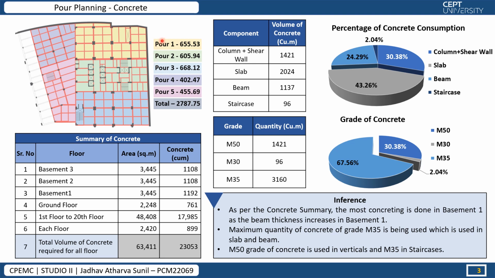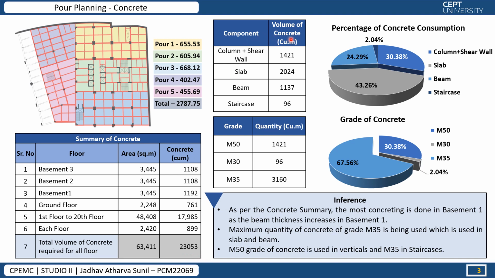Coming to the core planning of concrete, the whole building is divided into five floors, and the area for all the floors is mentioned over here. In the summary of concrete, we consider basement one has the highest volume of concrete because from basement one the thickness of beam is increasing, due to which the consumption of volume of concrete is more. The total volume of concrete required for all floors is 23,053 cubic meter.